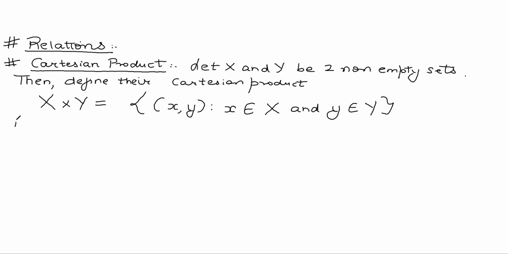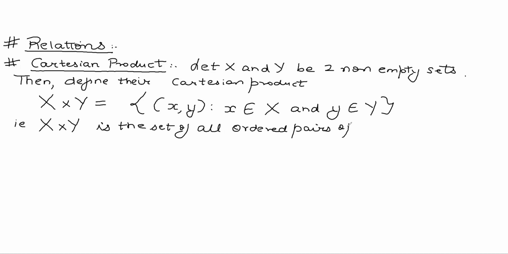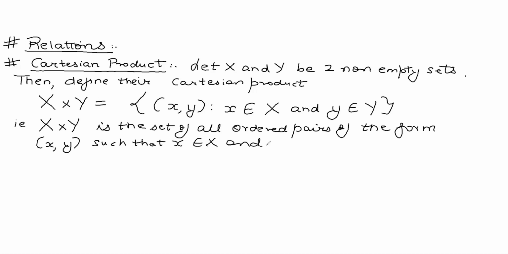So I can say that X cross Y is the set of all ordered pairs of the form small x comma small y such that small x belongs to the set capital X and small y belongs to the set capital Y.